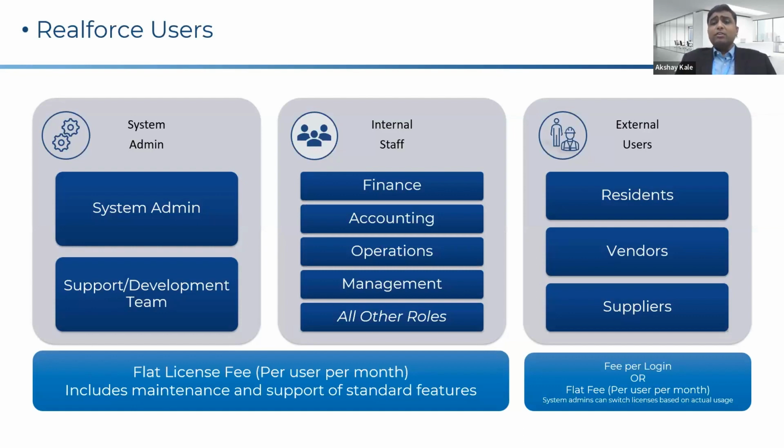So the system admin can definitely check how many external users are logging in every month, and they can switch to a different licensing. They can reduce or increase the count of the number of licenses they need per month. So this is basically the overall user structure, how they are going to charge per user per month. This will help you reduce your cost and your IT budget, as compared to the other products that are managing the property management portfolio.